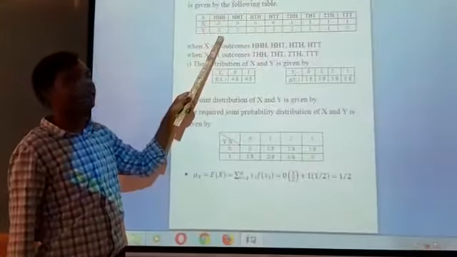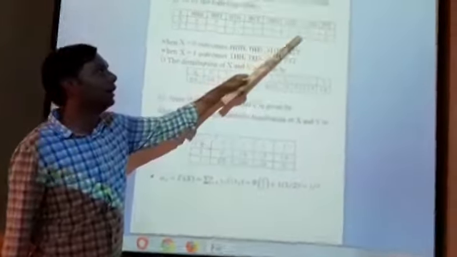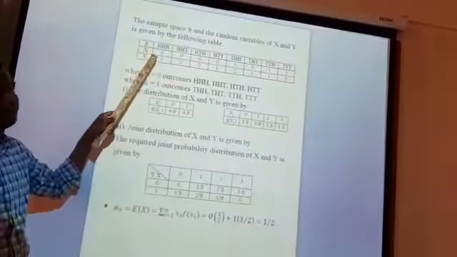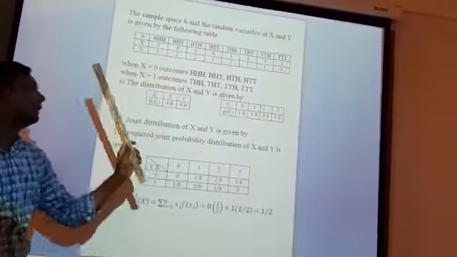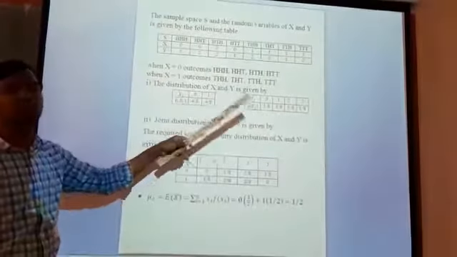So there are 3 heads, 3 head, 2 head, 2 head, 1 head, 2 head, 1 head, 1 head, there is no head. So x denotes the first toss values, y denotes the number of heads. By using this we prepare the distribution of x and distribution of y.